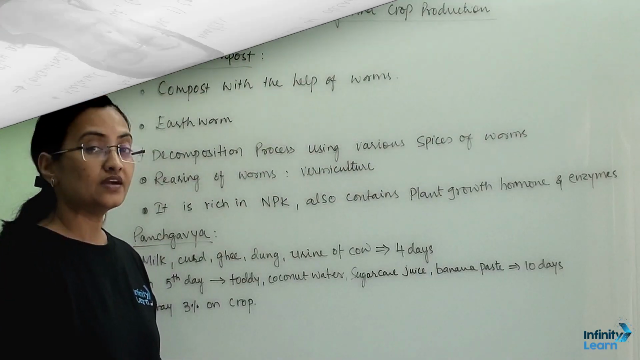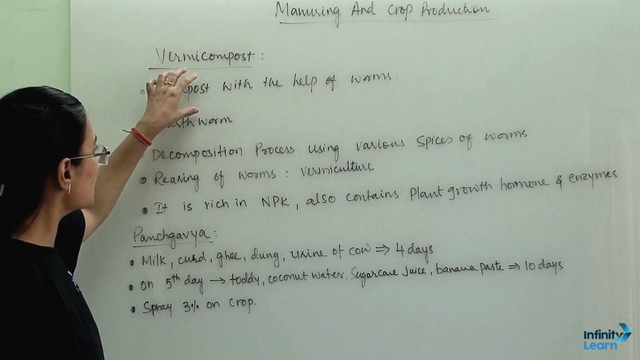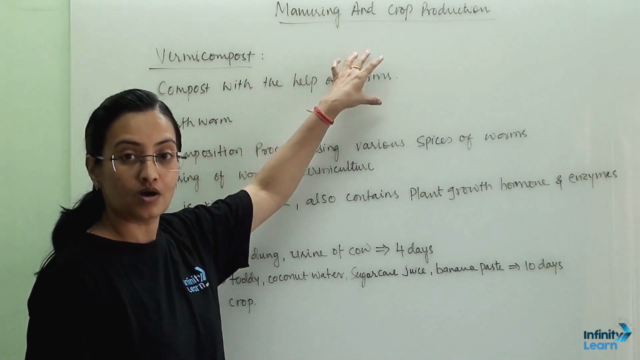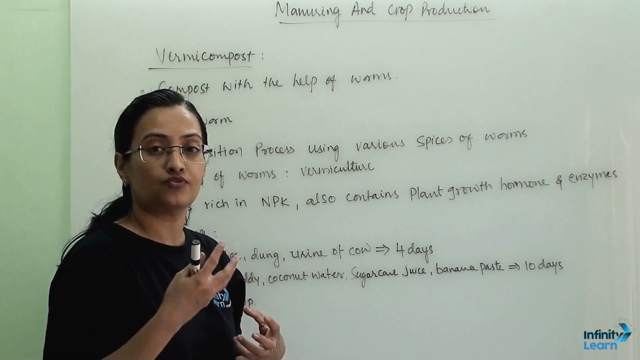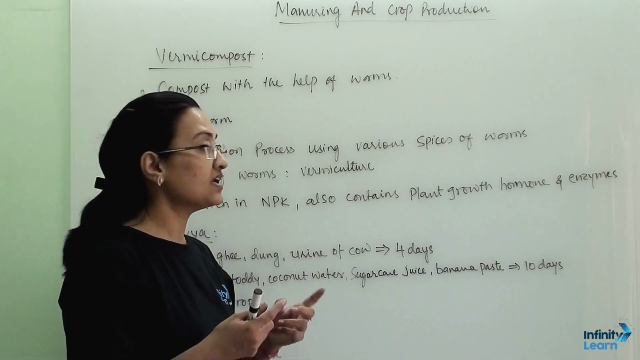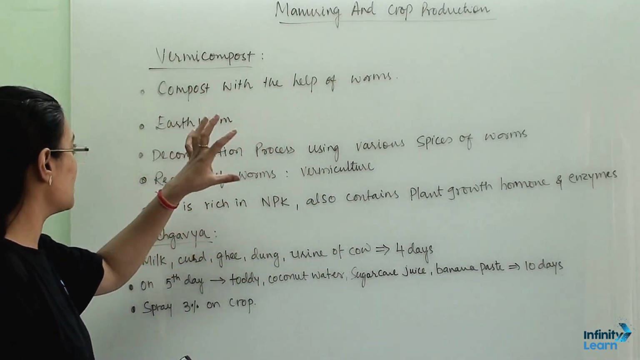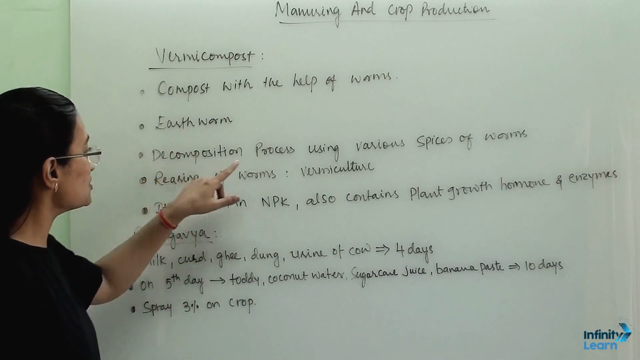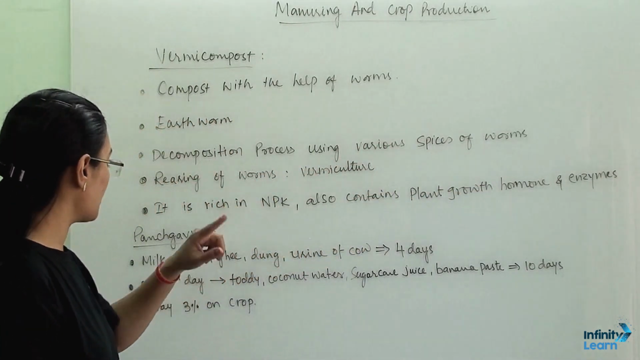Now we are talking about vermicompost. So what is vermicompost? It is a compost made with the help of worms. Whatever manure, fertilizer and nutrient rich substance we make with the help of earthworms is known as vermicompost. It is a decomposition process using various species of worms.